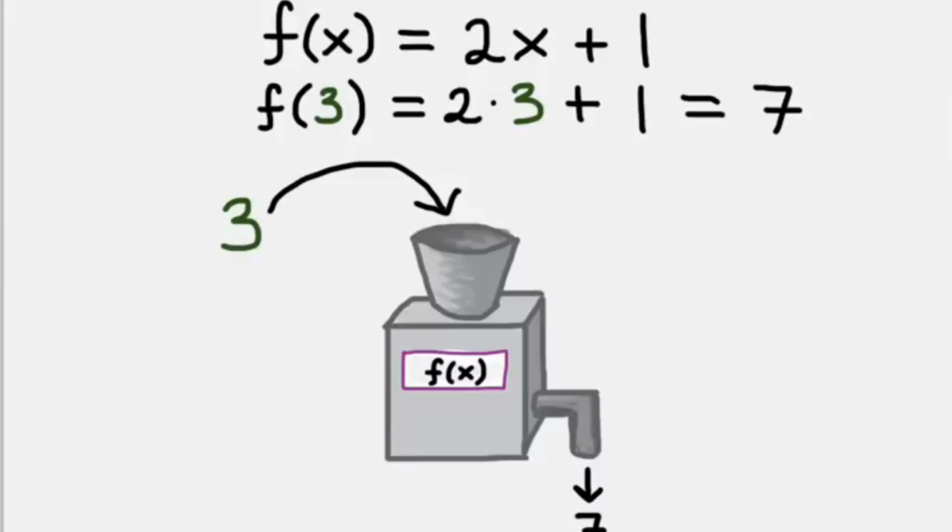In fact, for any number that I put into this function, there's only one number that will come out of the function. That's the definition of a function. Here's one more example of a function. f of x equals 2 times x plus 3. Now we won't actually draw out a picture of a machine every time we want to evaluate a function at a given number. But you can keep that picture in your mind to understand what's going on.